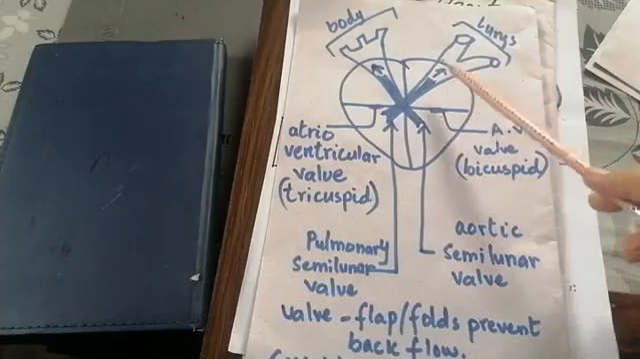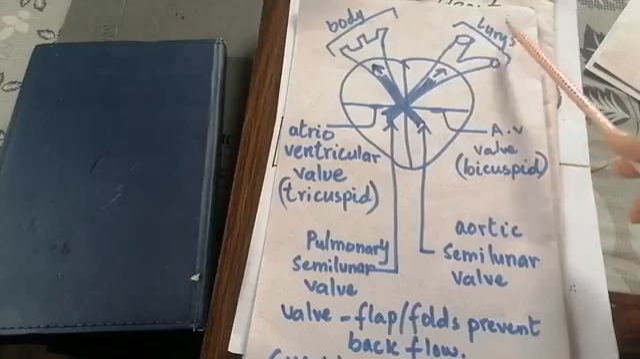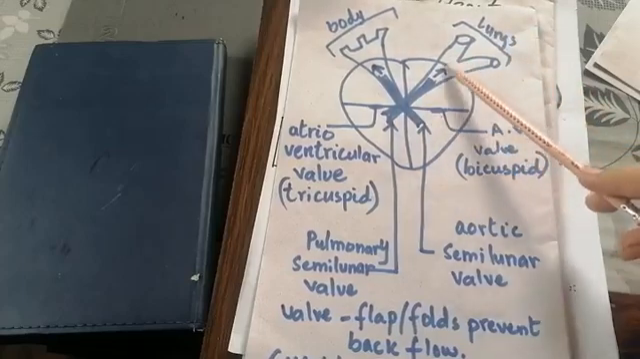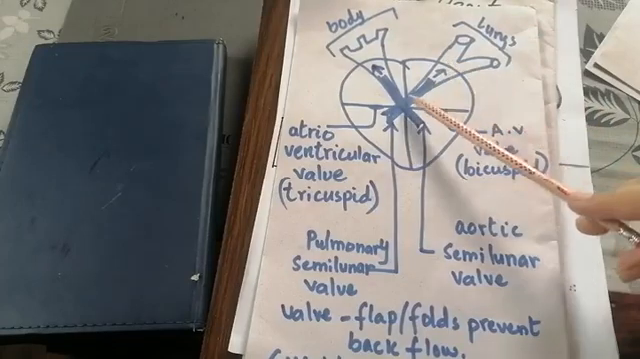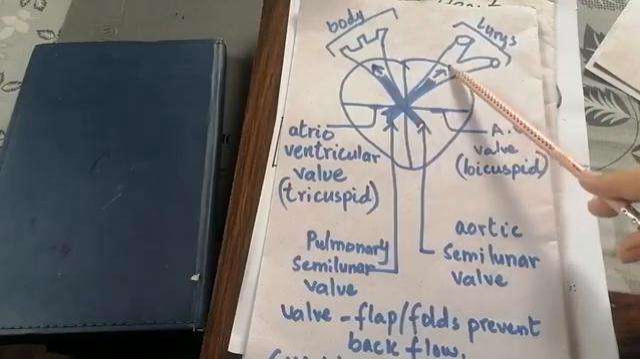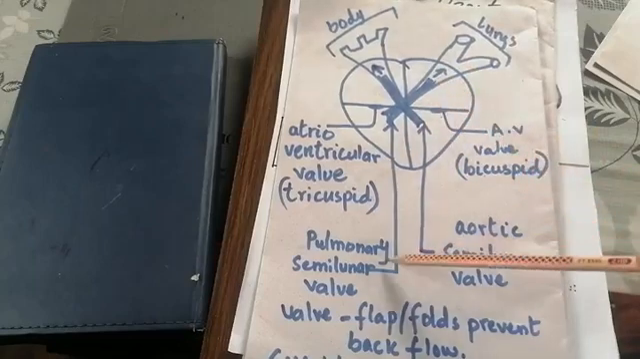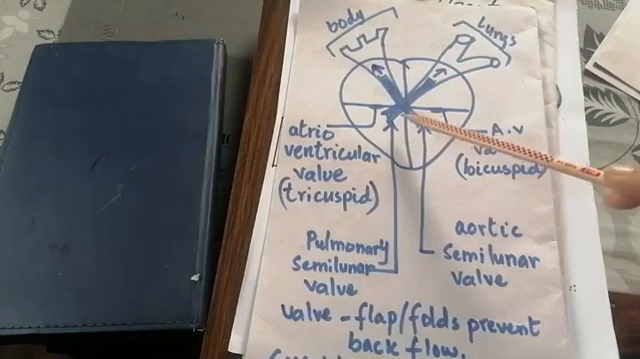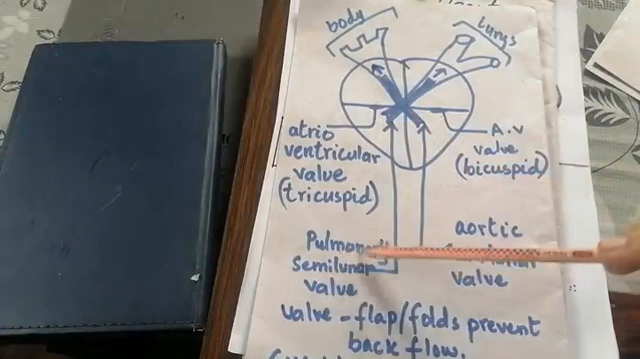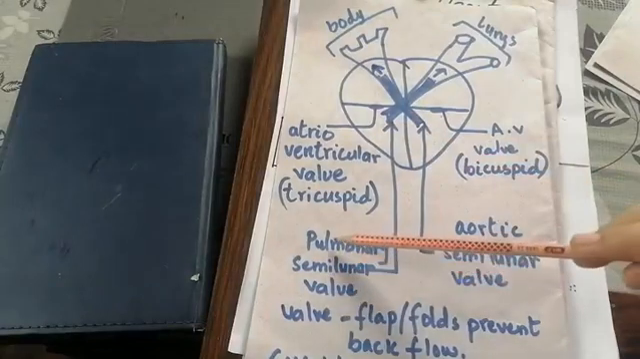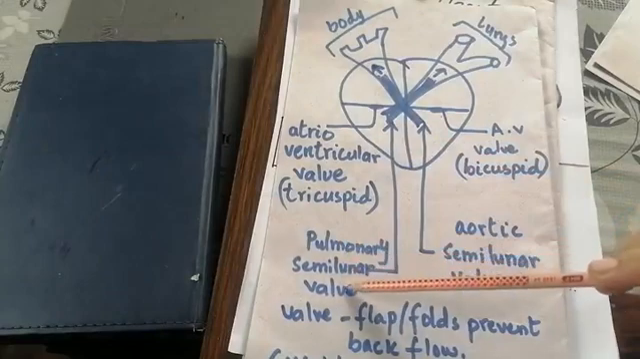This is the trunk that carries the blood towards the lungs. That's why this trunk or vessel is known as the pulmonary trunk, the vessel that carries the blood towards the lungs. Pulmonary is associated with the lungs. This valve is known as a semilunar valve because of its half-moon shape, and it is the pulmonary semilunar valve.